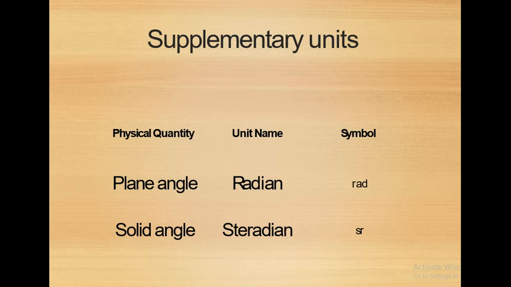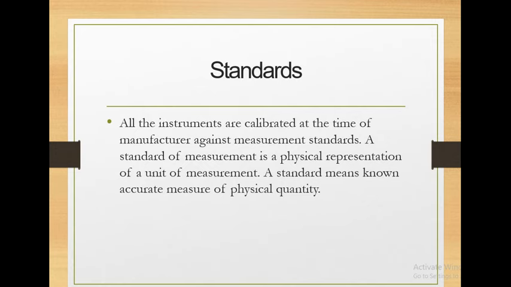Let's move forward with the next point, that is standards. Units and standards are related to each other, because for the units we are making some standards. So which are the standards that we have to see? What do you mean by standard or standards? See here, all the instruments are calibrated at the time of manufacture against manufactured standards.